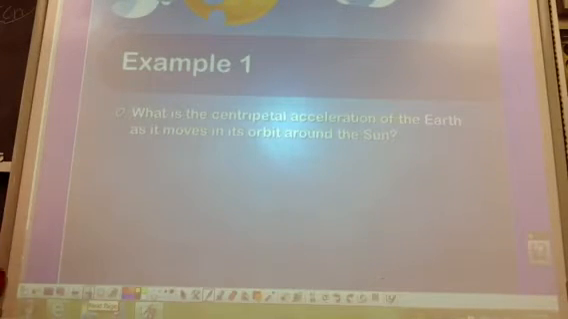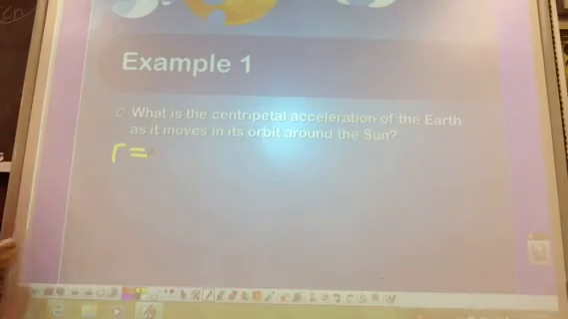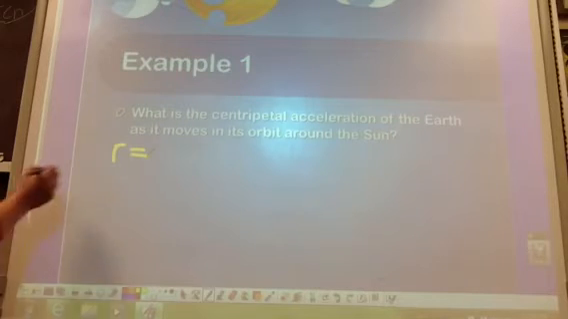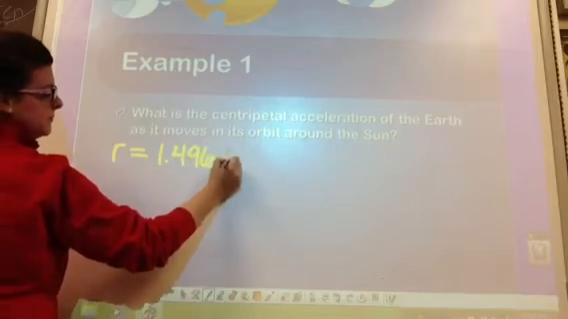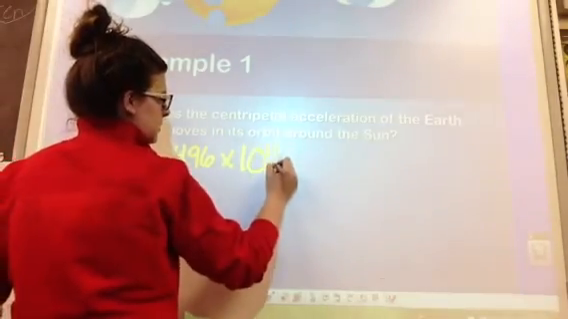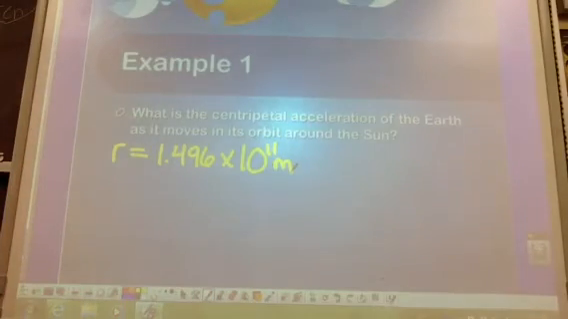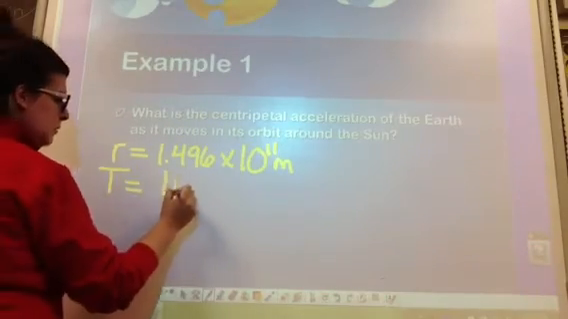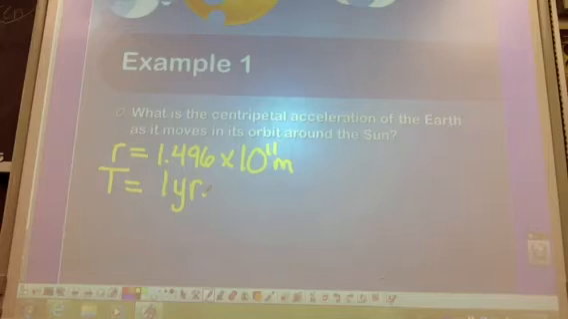Okay, so let's do an example utilizing some of these formulas. What is the centripetal acceleration of the Earth as it moves in its orbit around the sun? Now, Daniel, this is for you. Let's approximate the Earth's orbit as circular, even though we know that it's slightly elliptical. I know that the radius of Earth's orbit around the sun is 1.496 times 10 to the 11th meters. I also know that for the period, it's going to take 1 year to orbit completely.